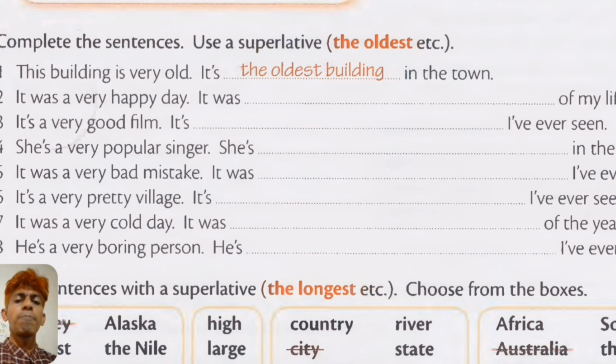Next one, 6. It's a very pretty village. It's the prettiest village I've ever seen. 7. It was a very cold day. It was the coldest day of the year.